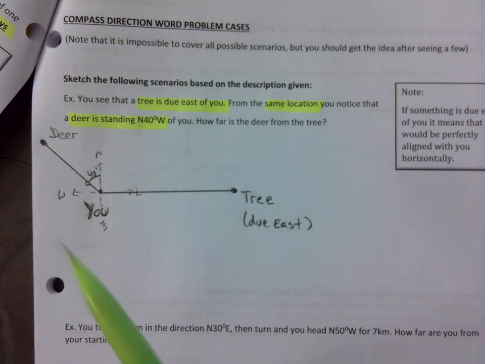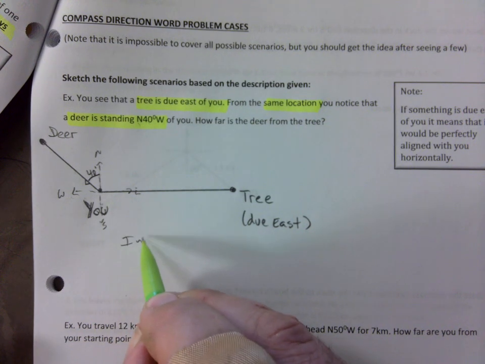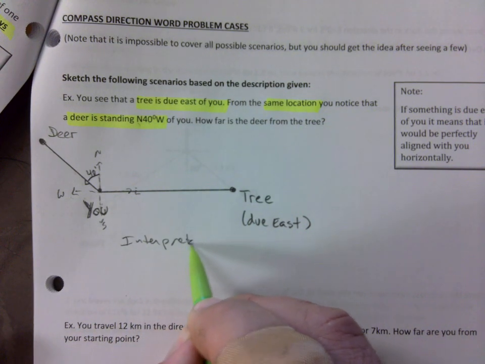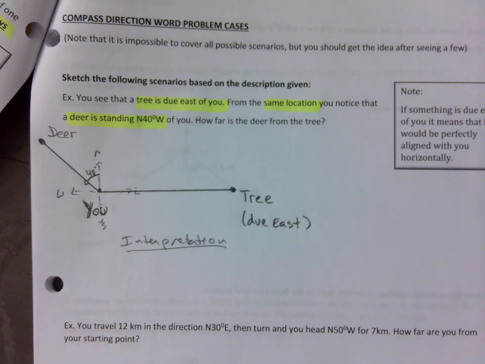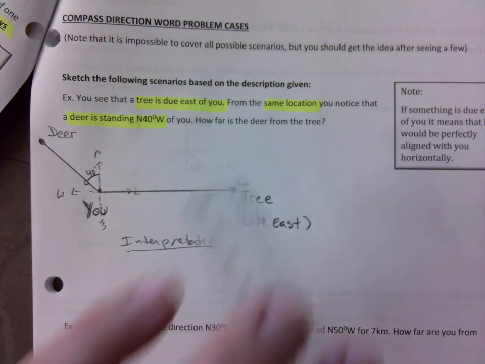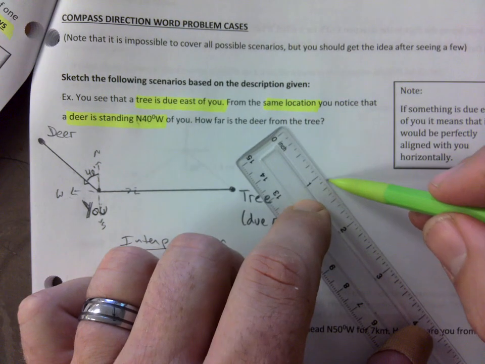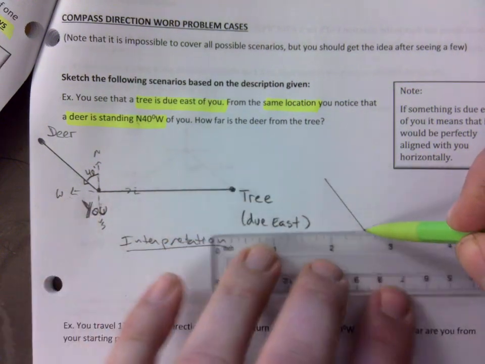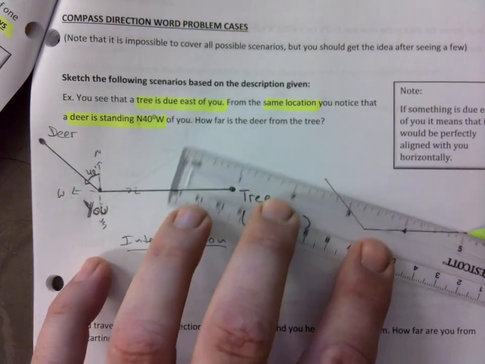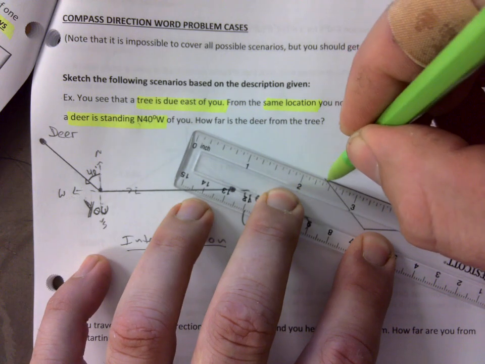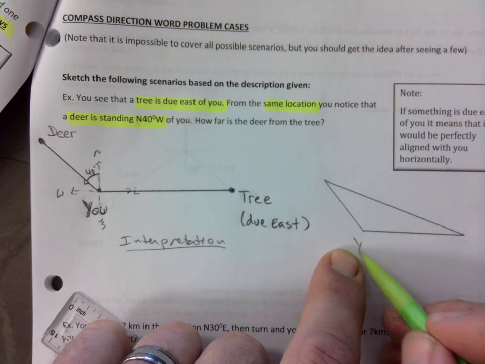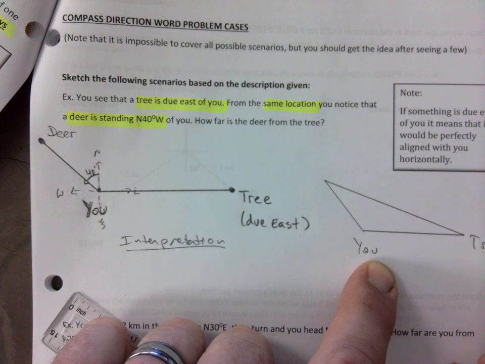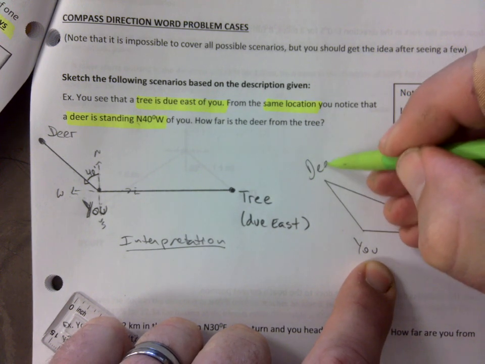Hold on. This is your interpretation. The interpretation can be ugly, okay? It can be like, whatever, right? Then you make a clean version of it. So I take this scenario and I just make a smaller one with a ruler this time, because this looks like that. This is you, tree, deer.